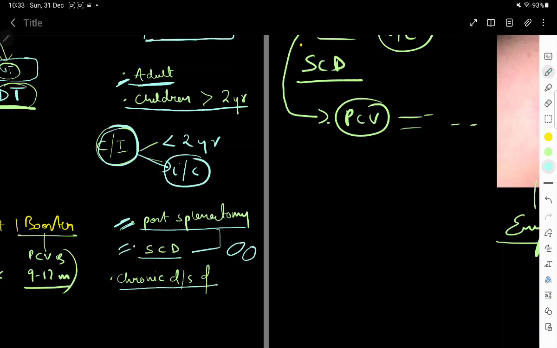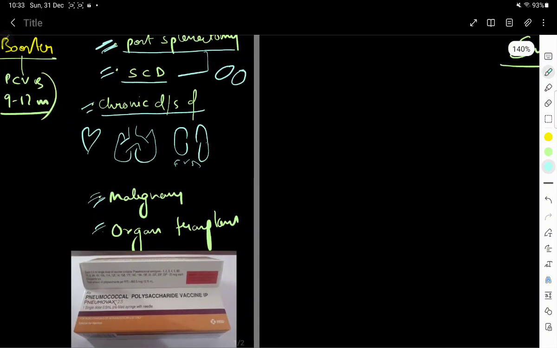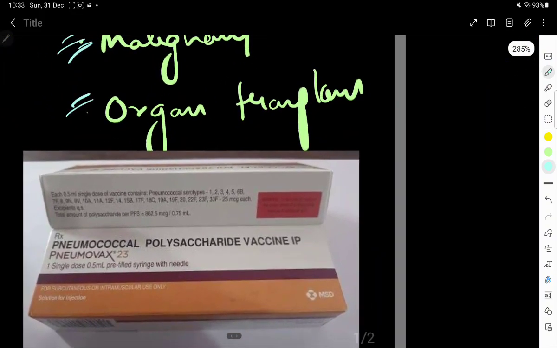It is also to be used in chronic diseases of the heart or chronic lung diseases, or kidney diseases, CKD. In these diseases we need to use PPSV 23 to prevent pneumococcal infection, as well as in chronic malignancy and organ transplants. These are some conditions we need to know where PPSV 23 is used. Here we see a 0.5 ml pre-filled syringe with needle for PPSV23 vaccine use, sold under the brand name Pneumovax.